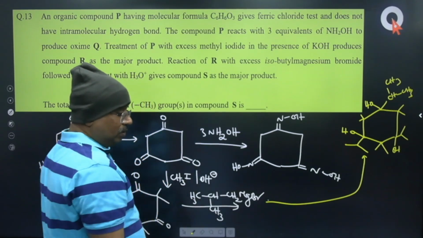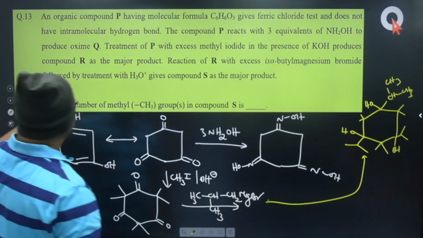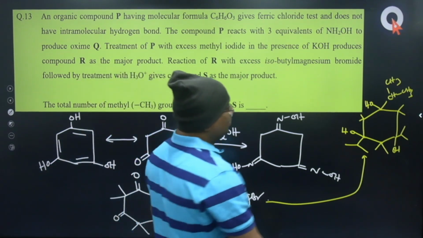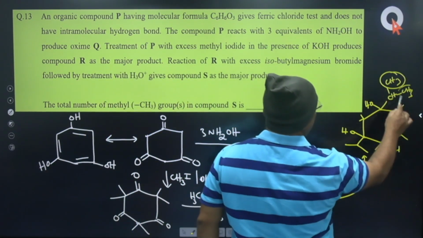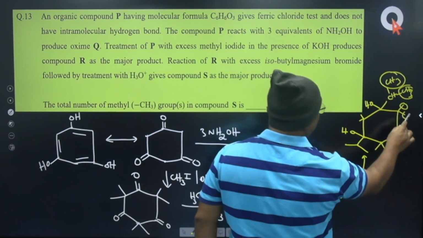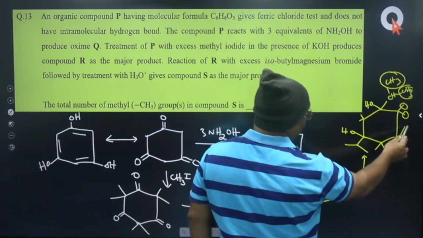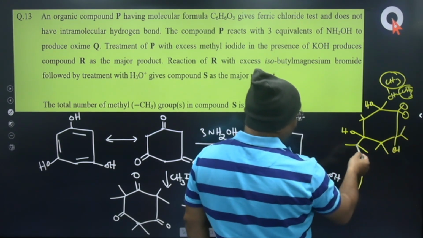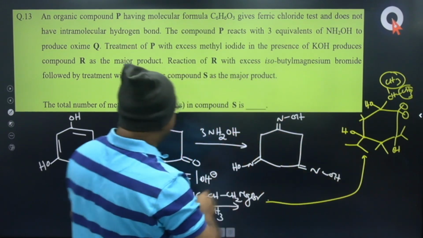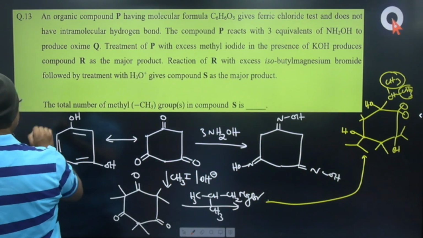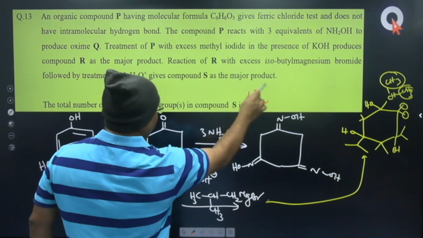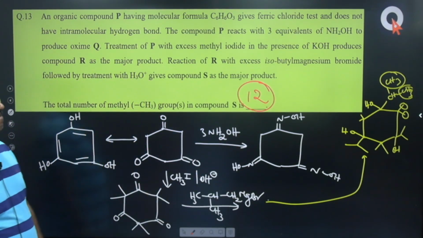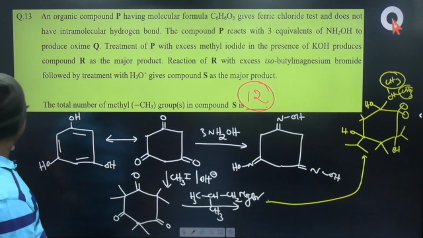Okay. So how many total number of methyl groups exist? That is 1, 2, 3, 4. So totally again same numbering: 4 here, 4 here. So totally it will be 12. Okay. Next.